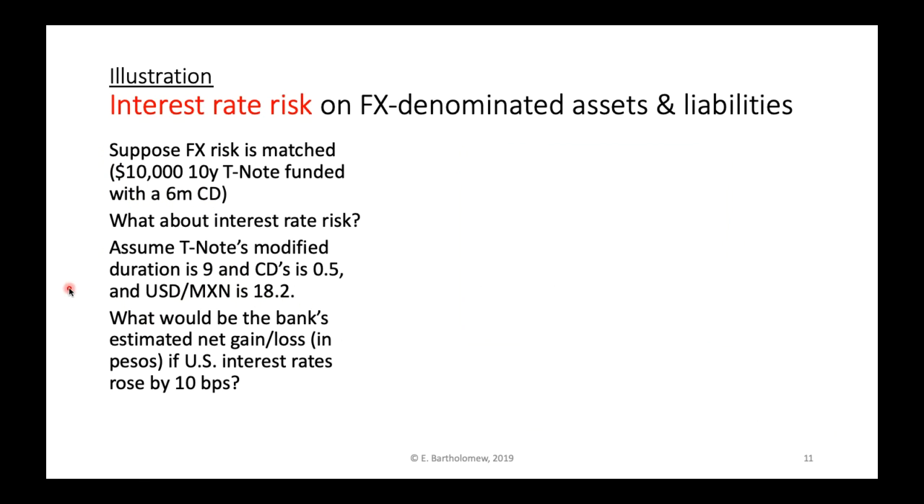And the question is, what would be the bank's estimated net gain or loss in pesos if US interest rates rose by 10 basis points? So how do we think about that? Well, recall that we can use this relationship, that we have the modified duration, so we can estimate the return based on the modified duration, negative of the modified duration times the change in yield. And we can estimate the gain and loss then as the market value times that estimated return.